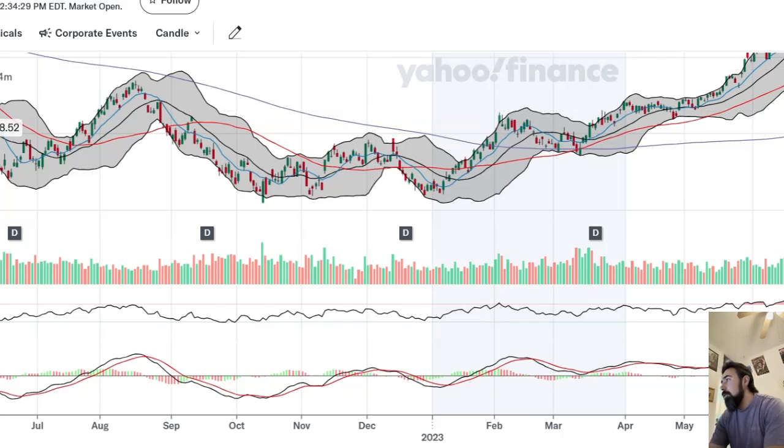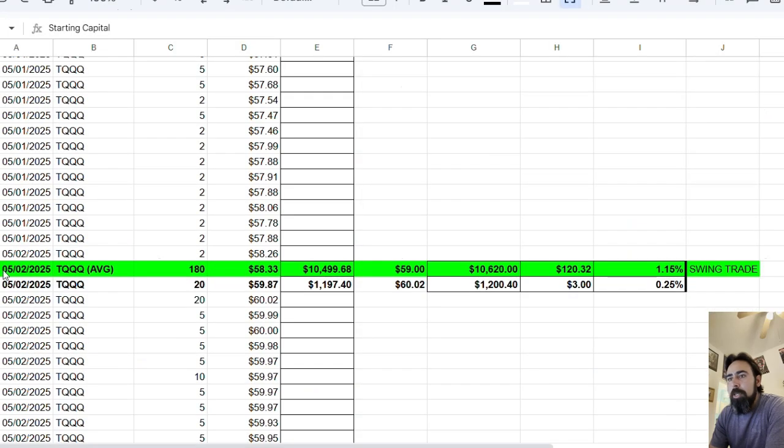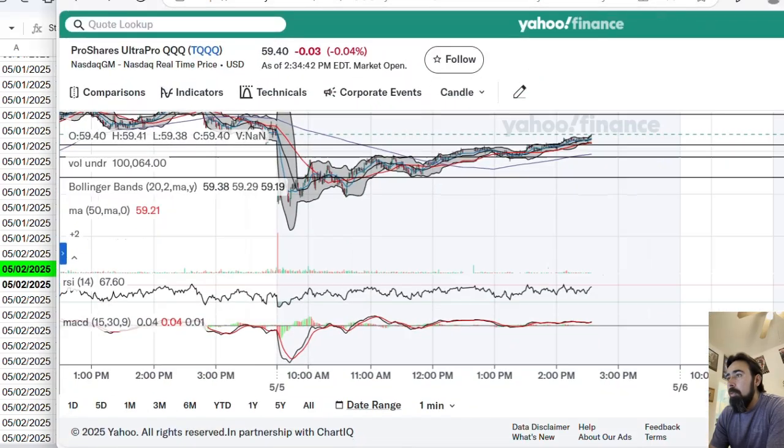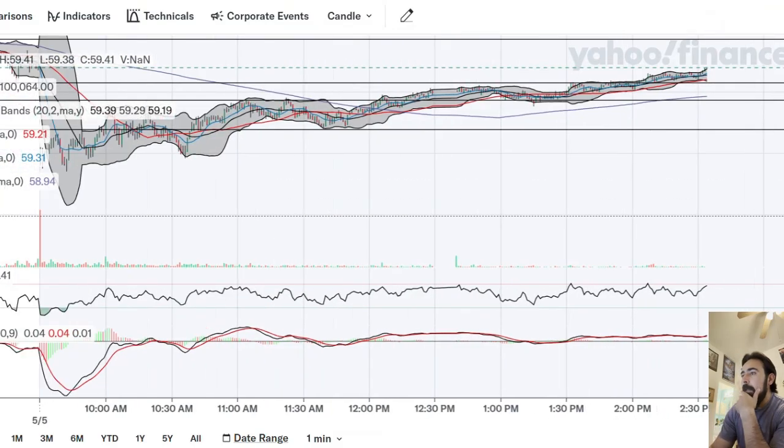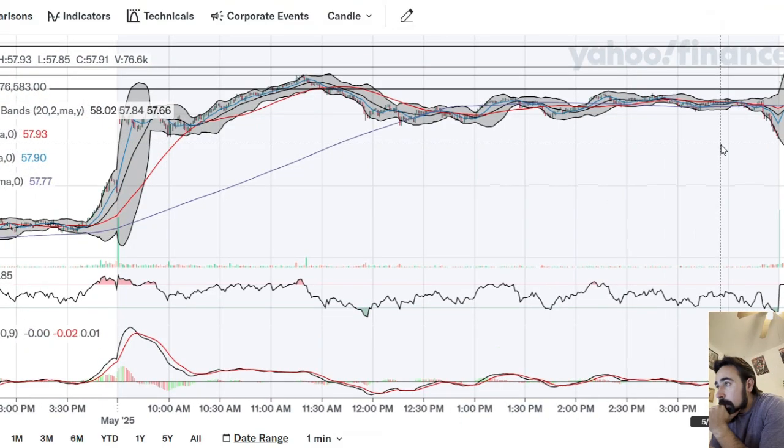But the swing trade, so where is it? I got my Google spreadsheet here. Right here. So it was on May 2nd, but I had bought in on the 1st. Now let's take a look at that real quick. That's TQQQ. So I'm going to pull this one back over. And then I think after this, we'll call it. So May 2nd. There we go.